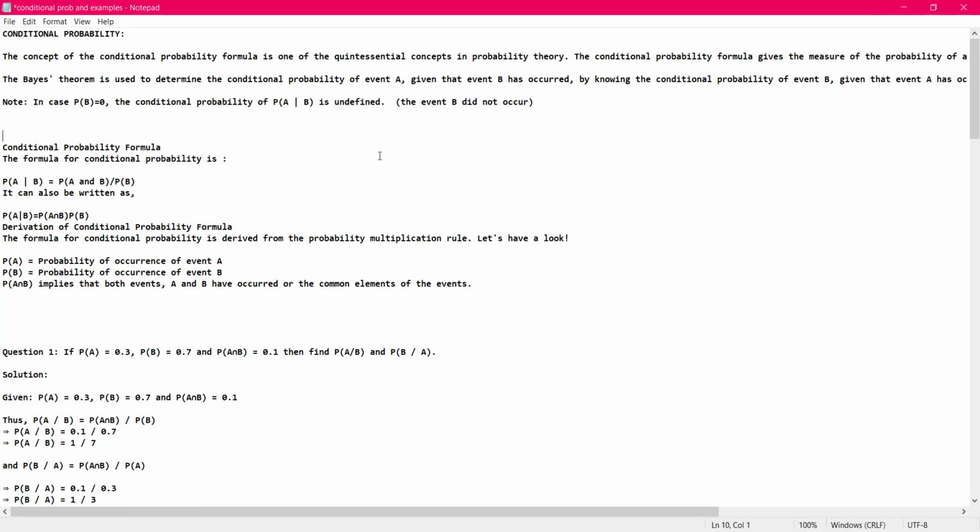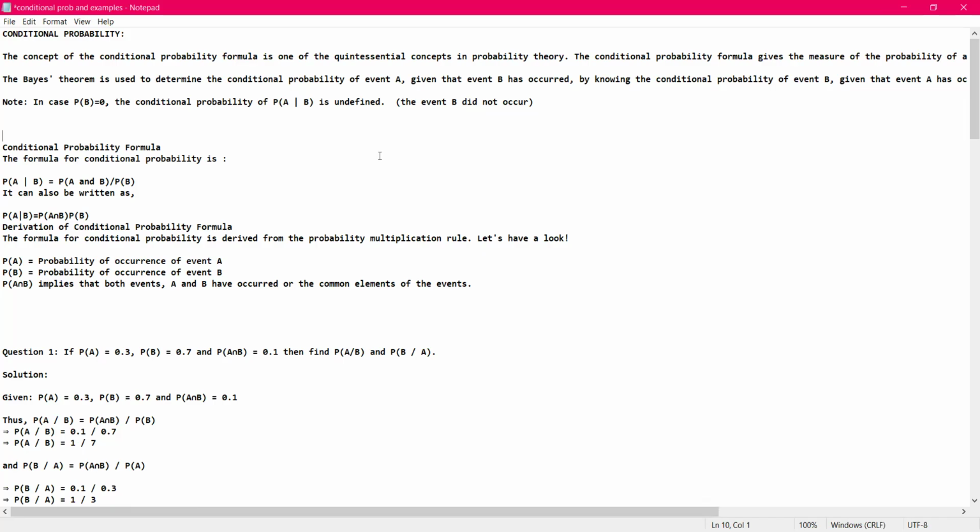So what does P of A mean? It is the probability of occurrence of event A. P of A is nothing but the probability of occurrence of event A. It is the event A whose probability we measure. So P of B means probability of occurrence of an event B. It means P of B is nothing but the probability of occurrence of event B.